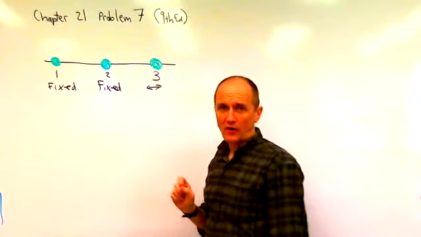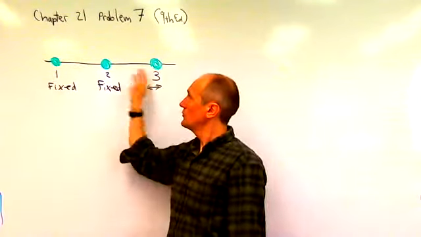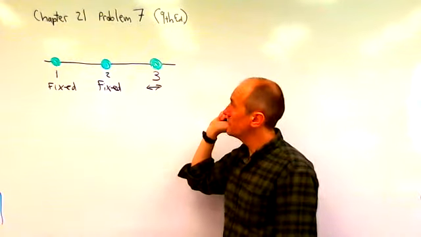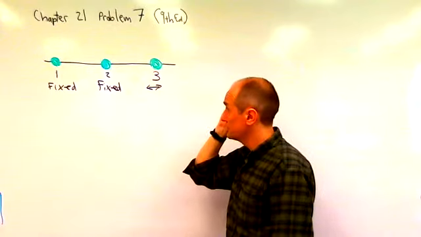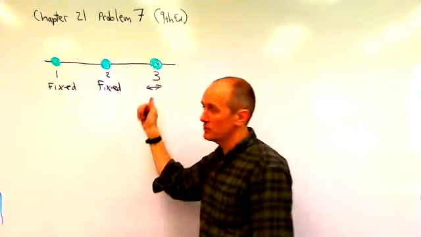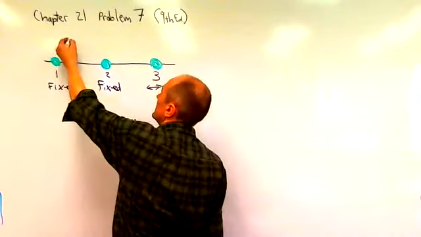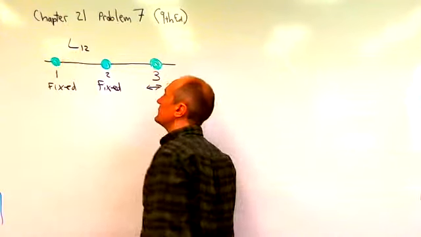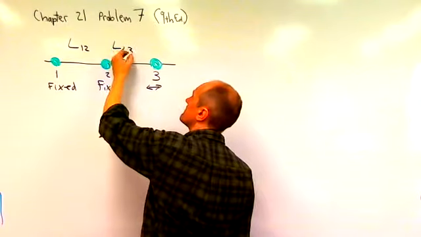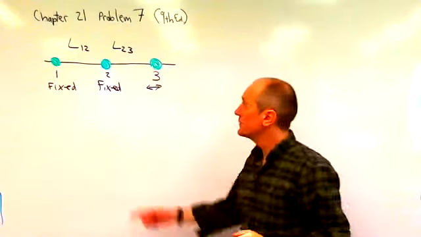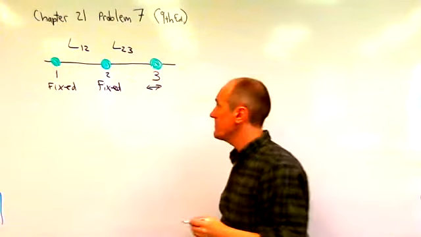All of these particles are charged, but we're not told what the charge is on any of them. We're not even told which of the charges are positive and which are negative. So any of them could be positive, any of them could be negative. The distance between particles 1 and 2 is called L12. The distance between particles 2 and 3 is called L23.